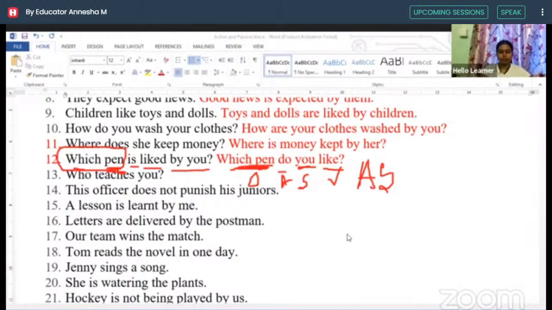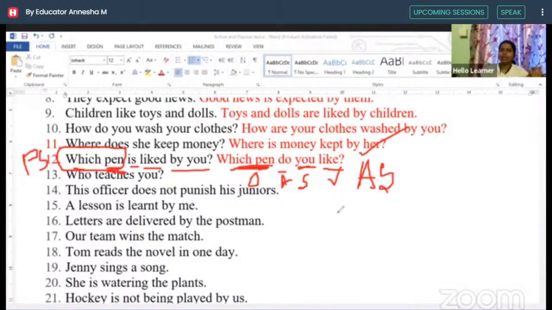No, ma'am, my doubt is if it is the object, it should come last, no? No, why will it come last? This is the passive sentence, right? In which sentence should it come last? You're saying in this one, active sentence. Yeah. No, it doesn't really have to come at the end.